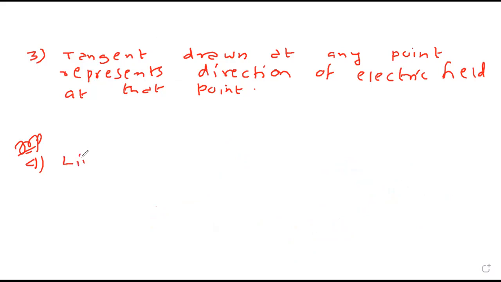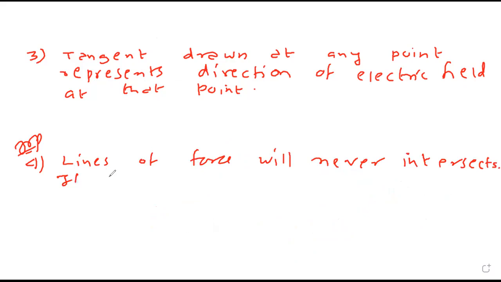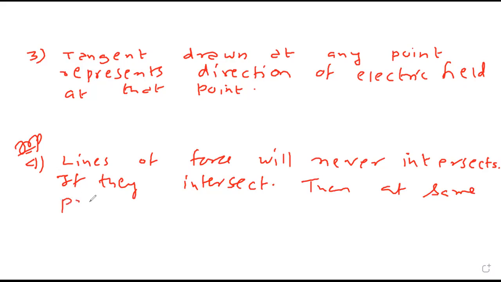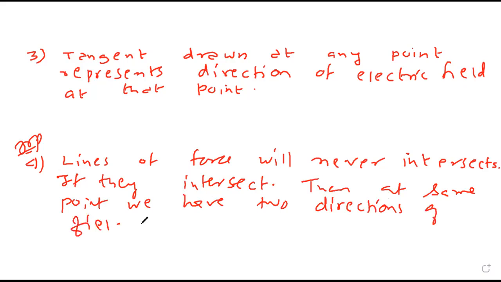So we can say lines of force will never intersect. If they intersect, then at the same point we have two directions of field, which is not possible.